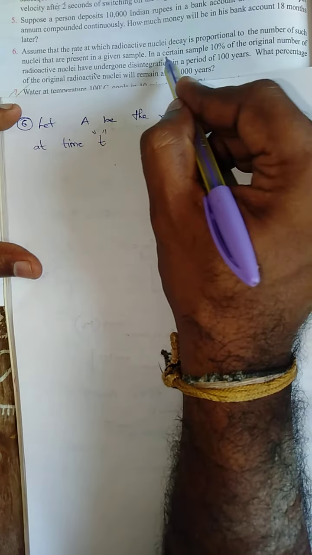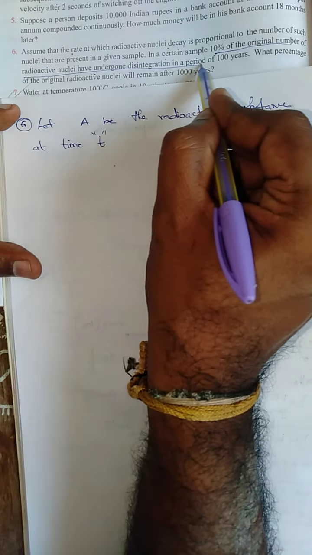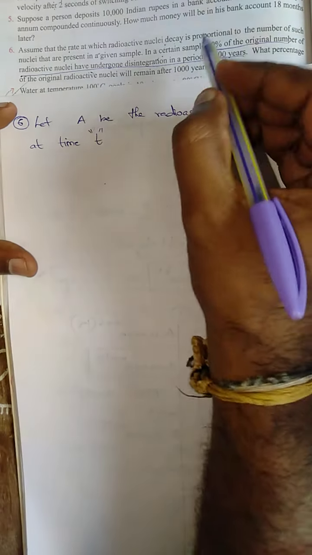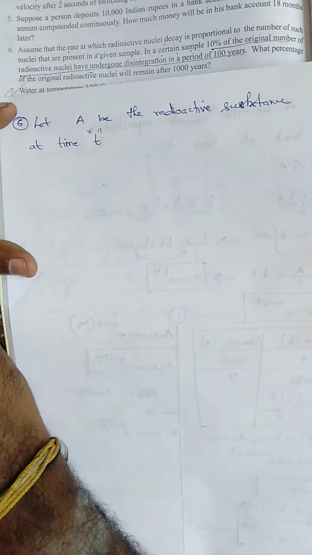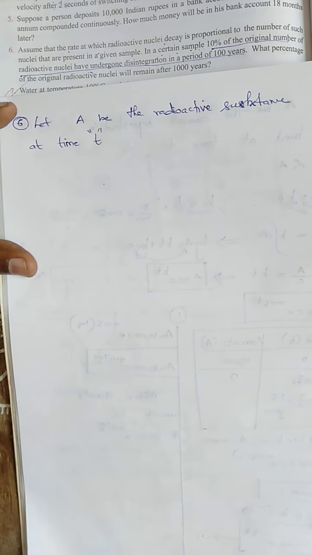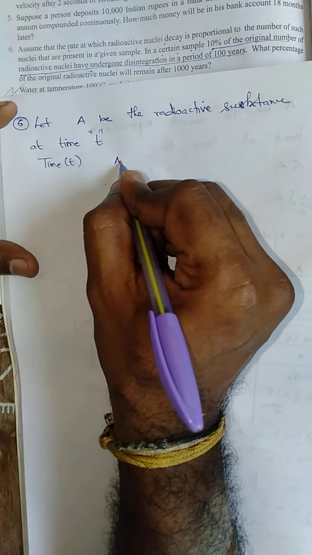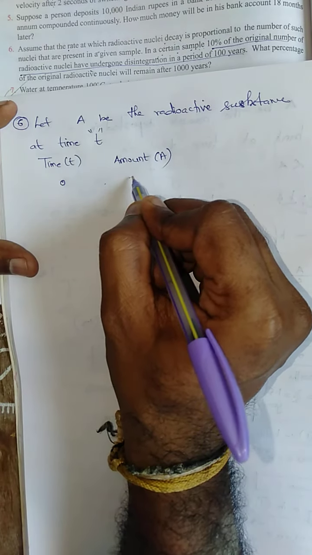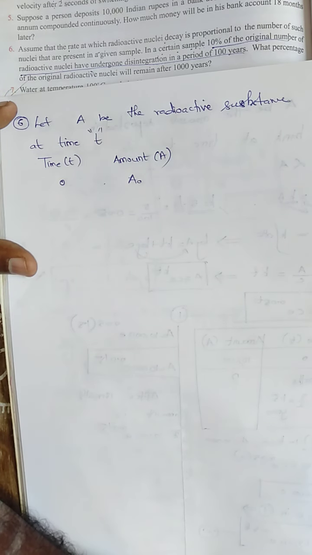So listen. In a certain sample, 10% of the original number of radioactive nuclei have undergone disintegration after a period of 100 years. So what is given? Read it once again. In a certain sample, 10%. So they have given a certain sample, so some amount is already present initially. So I am going to take time t, and amount as A. Initially, I am going to keep A0 radioactive substance. Initially how much radioactive substance is present? A0 radioactive substance is present.